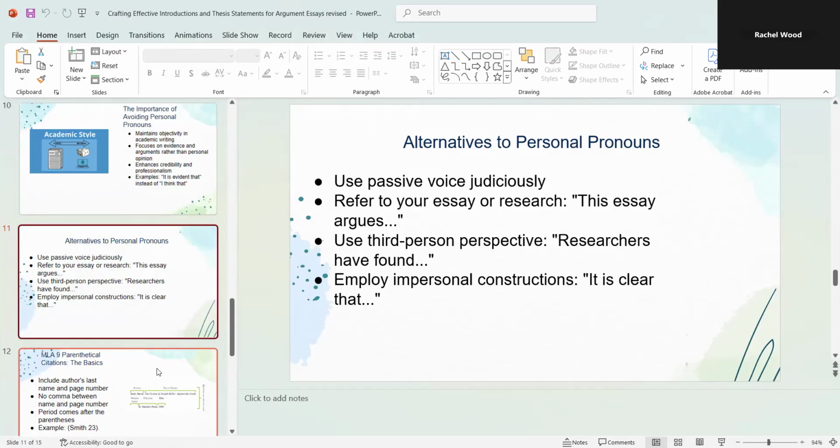This essay argues a little bit on the lower level side, but it is something certainly that could be assistance for you. Use third-person perspective. Researchers have found, you can employ impersonal constructions. You can say, it is clear that, something like that, to help you.